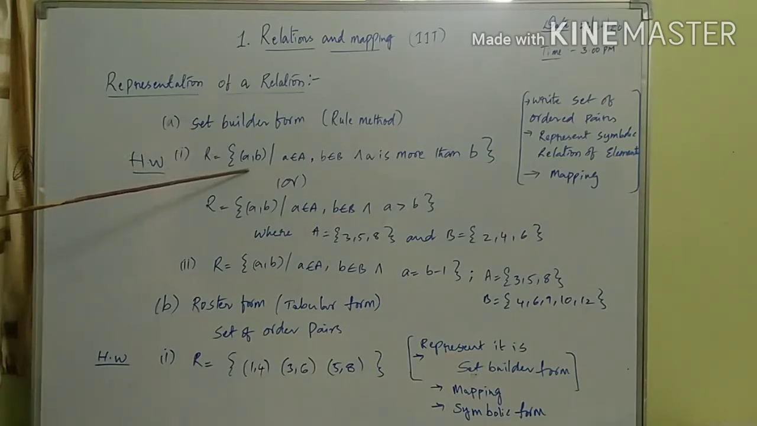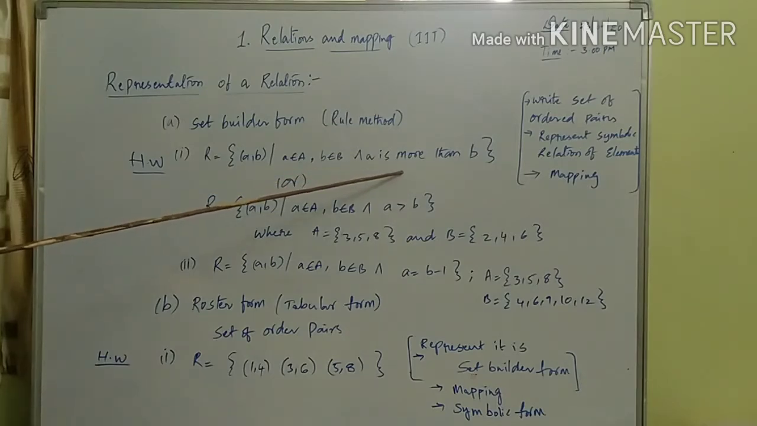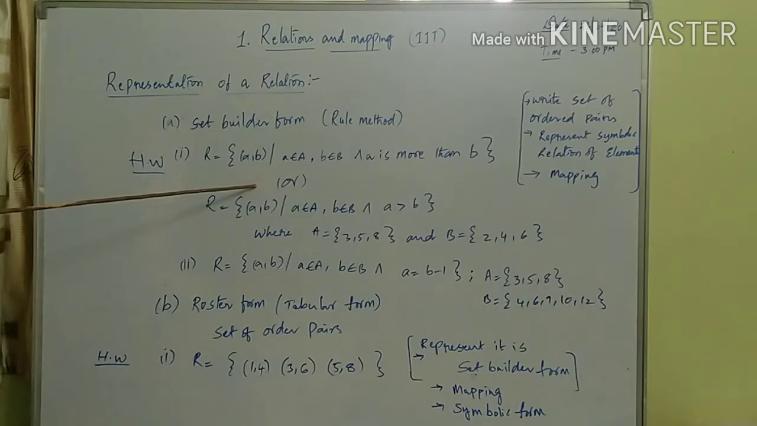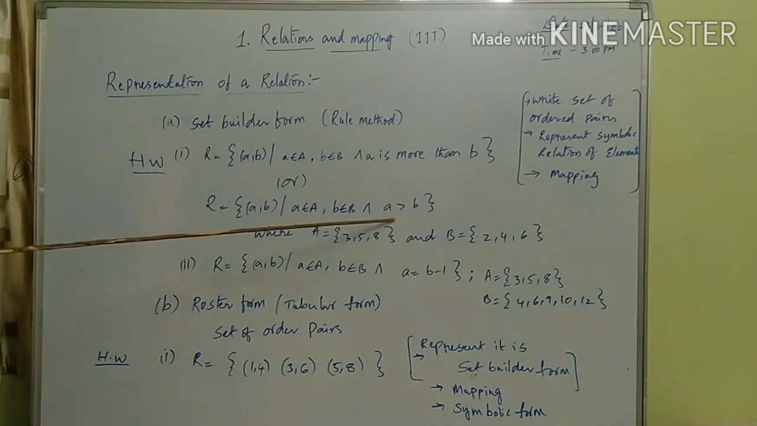So here the relation is the elements A comma B such that A belongs to set A, element B belongs to set B, for every A is more than B. Here our condition syntax is A is more than B. This is the relation from A to B. Symbolically, this more than is represented as A is greater than B. In mathematics, this more than is represented by the symbol A greater than B.